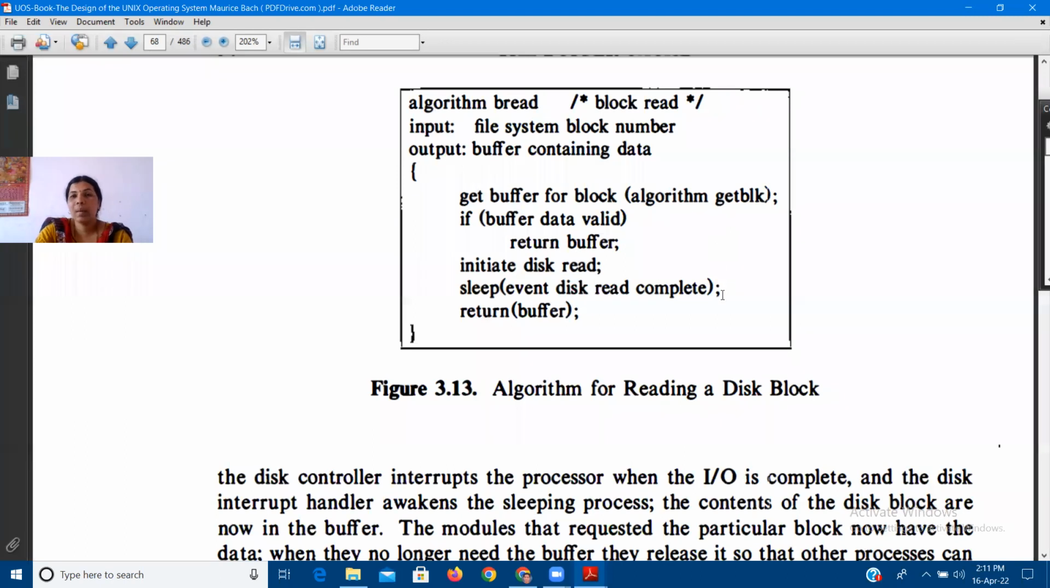In the getblk algorithm, what did we see, what is its output? A locked buffer, right? So get buffer for block with the help of algorithm getblk.